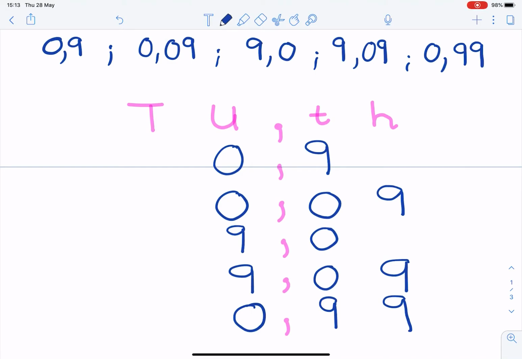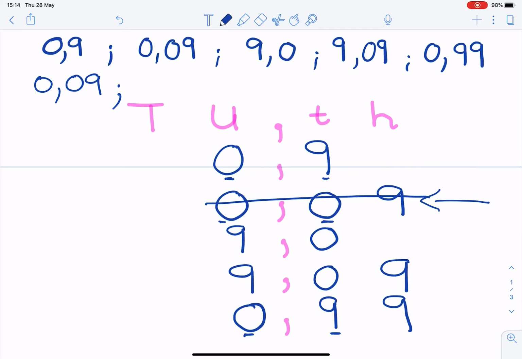We want the smallest one first. So it must have a 0 in the units column. So we're looking at this one, and this one. Let's look at the tens column. The first number has a 9 in the tenths column. This one has a 0, and this one has a 9. So this one is the smallest. So 0,09 is the smallest number out of all of those. So let's put a line through it.